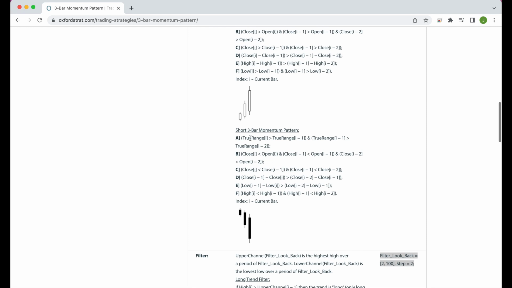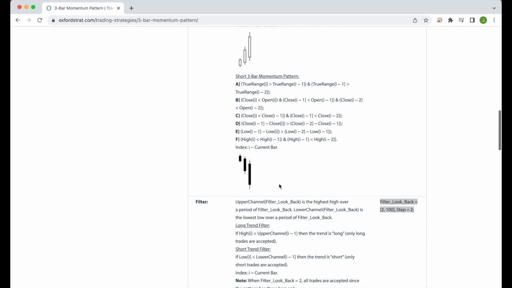For the short setup, the expansion in the true range is going to be the same, but then the other rules are going to be pretty much the opposite. And we'll end up with a setup that looks a little bit like this for short trades. And the minute we see that short trade setup or the long trade setup, we either buy on the open of the next bar or short on the open of the next bar. And we're going with the trend.